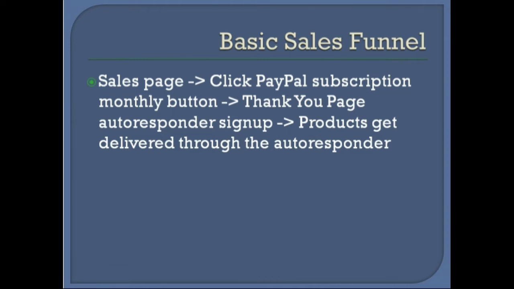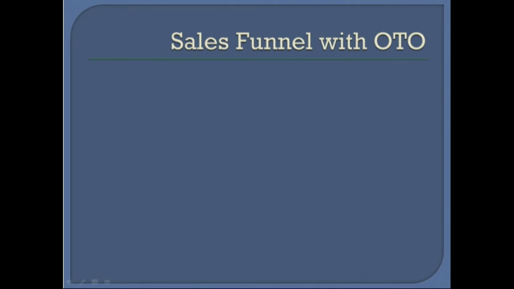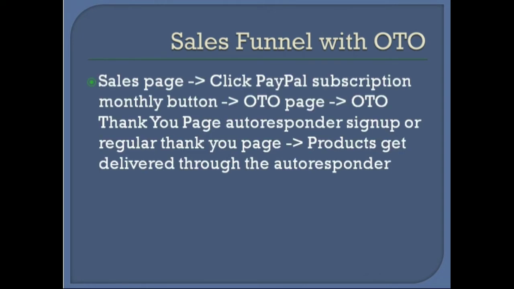Now, if you were to get a little more complicated and add a sales funnel with a one-time offer, then it would look like this. You have a sales page, they click the PayPal button, and then after that, they see a one-time offer that says, hey, hold on, we've got a one-time offer here. If they purchase it, then they get sent to the one-time offer thank you page with the autoresponder, or if they say no, then they're sent to the regular thank you page. Then after that, the products get delivered through the autoresponder.